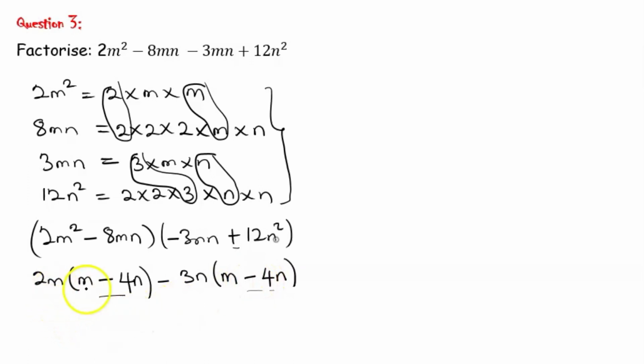So what do we now do? We can see two brackets the same. So take the coefficient of each of the brackets and combine them together. We are going to have 2m minus 3n. Put them in a bracket. Then repeat one of the similar brackets, m minus 4n. All right, and this is going to be the answer to this.